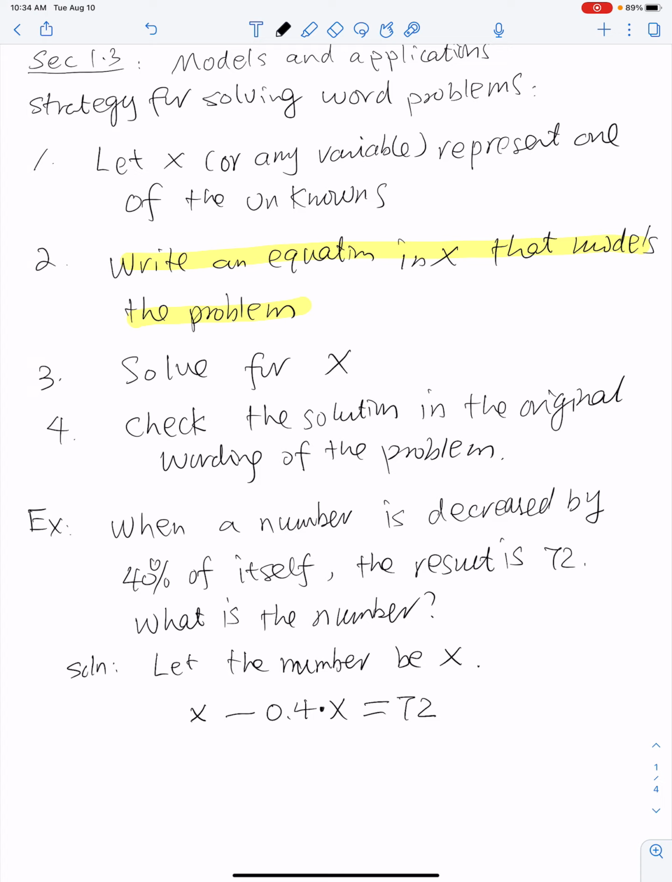Then what will we have? x minus 0.4x. Combine like terms. What is the coefficient for x here? It's actually 1. So 1 minus 0.4 is 0.6x, equal to 72. Here it is multiplication. What should you do to get rid of multiplication? You divide. So x is 120. You can check it.